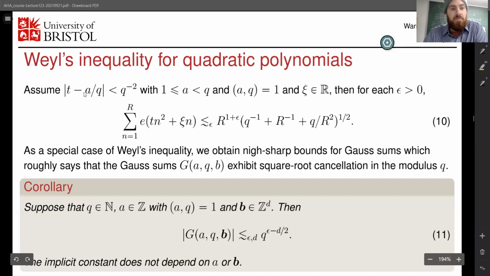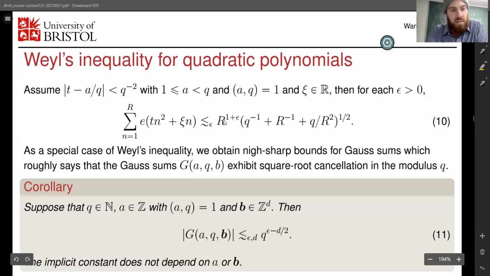If my t is close to some rational number where the denominator is quite large, large meaning comparable to, in some sense, the length of this exponential sum, and the actual quantitative bound is right here. So the thing to pay attention to is this exponent of a half right here, and how it contrasts with this exponent of 1 plus epsilon here.